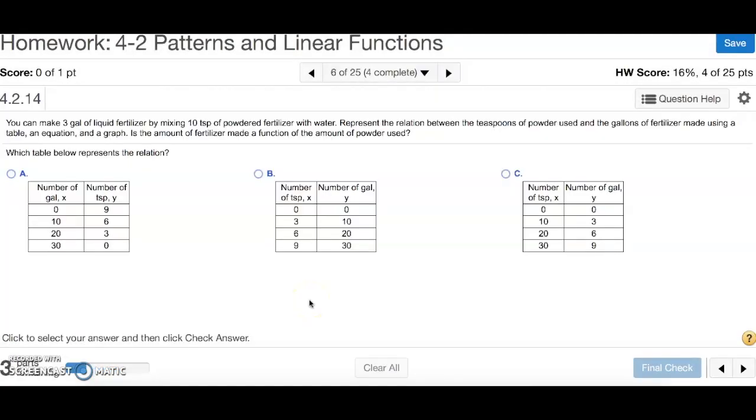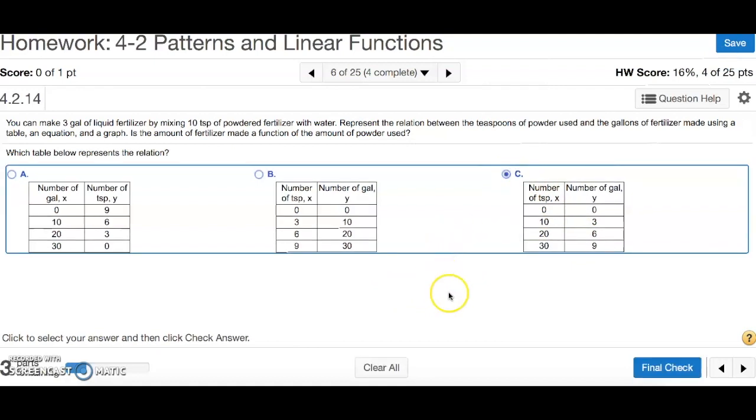Okay, so you can make 3 gallons of liquid fertilizer by mixing 10 teaspoons of powdered fertilizer with water. Represent the relation between the teaspoons of powder used and the gallons of fertilizer made using a table, an equation, and a graph. Is the amount of fertilizer made a function of the amount of powder used? Now the input is the teaspoons, that's what we're adding in, and what we're getting is a certain number of gallons. So input is X, output is Y, so that means C is going to be our table.